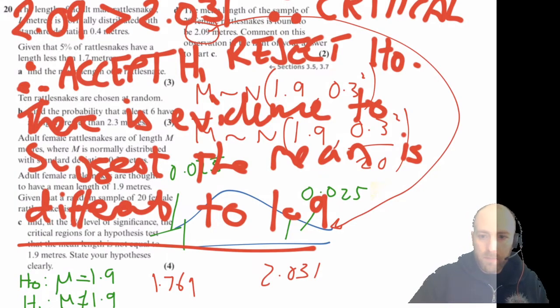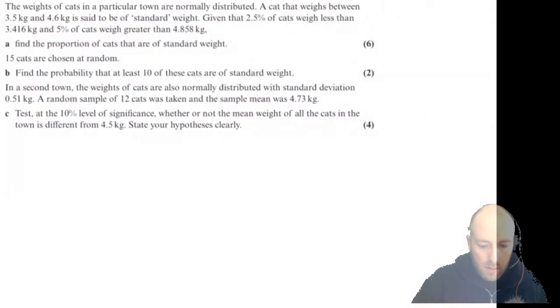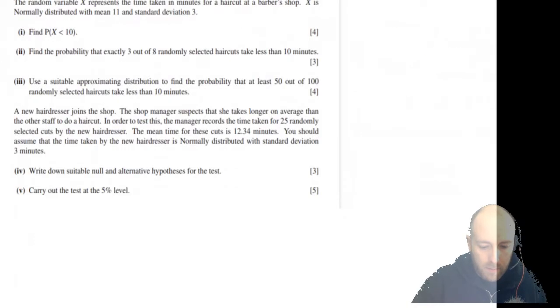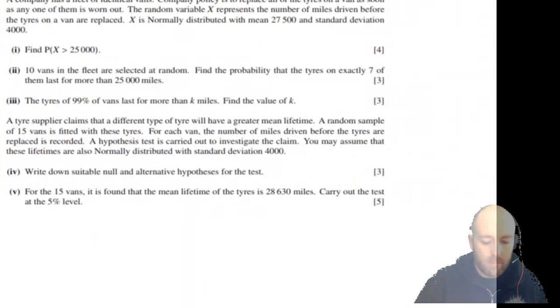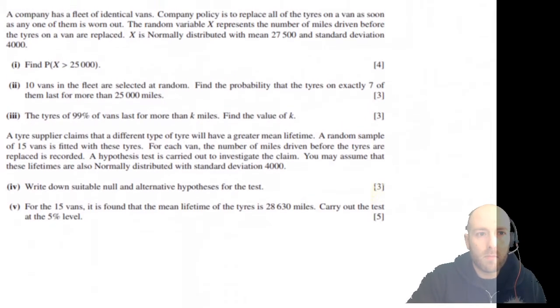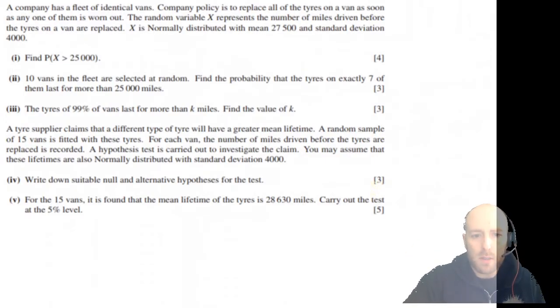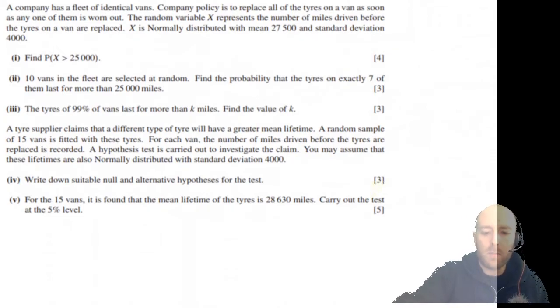Okay, let's move on. So next one we're going to do is the one about vans. Here you go. So a company, let's do the same thing as we did last time. Can you guys first of all take 3 minutes to see if you can work out what this question is actually asking you? So 3 minutes on the clock. What is each bit wanting? And then we'll try it in a second.